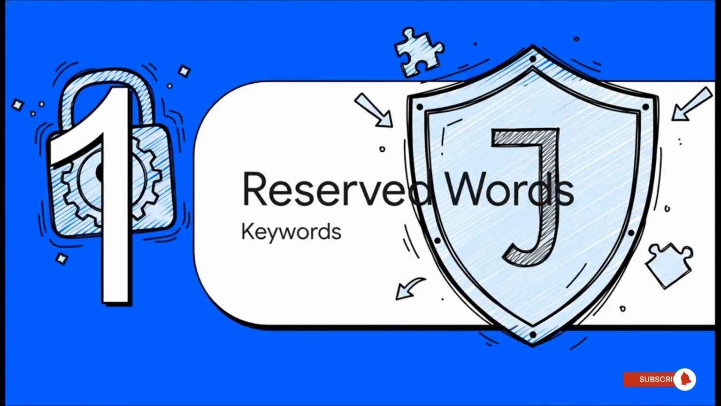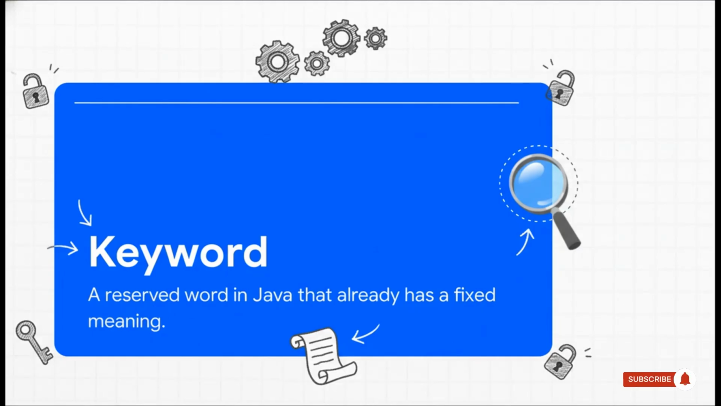The first piece of our puzzle today is something called keywords. You can think of these as the VIPs of the Java language. They're special, protected words. So what exactly is a keyword? Put simply, it's a word that Java has already called dibs on. It has a special job to do, a meaning that's already built right into the language itself.